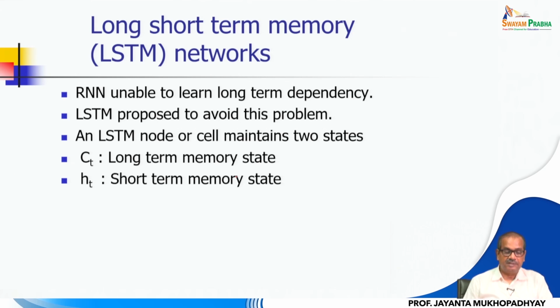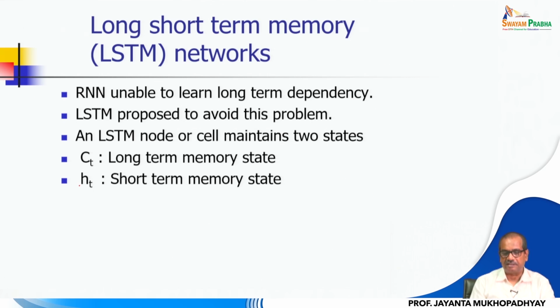So in the LSTM network, it maintains two states. One is the long-term memory state, another is the short-term memory state. Instead of only the short-term state, which is what the RNN maintains, the hidden state that I have shown, h_t, the LSTM maintains two states. The long-term state is also separately and carefully maintained, and there is a slow decay of its information.